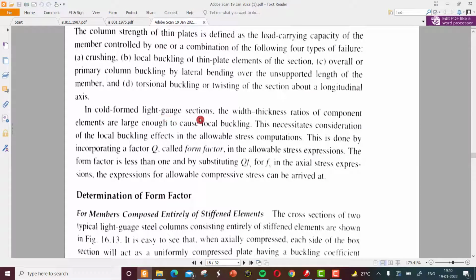In cold-formed light gauge sections, the width thickness ratios of component elements are large enough to cause local buckling. So if the width is very high in comparison with the thickness, it is very slender. This necessitates the consideration of the local buckling effects in the allowable stress computations. This is done by incorporating a factor called Q, which is a form factor, in the allowable stress expressions. The form factor is less than 1, and by substituting QF.